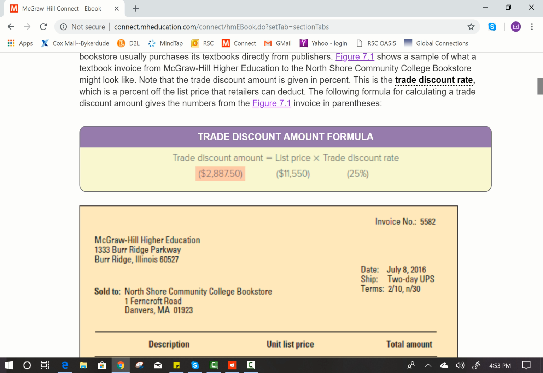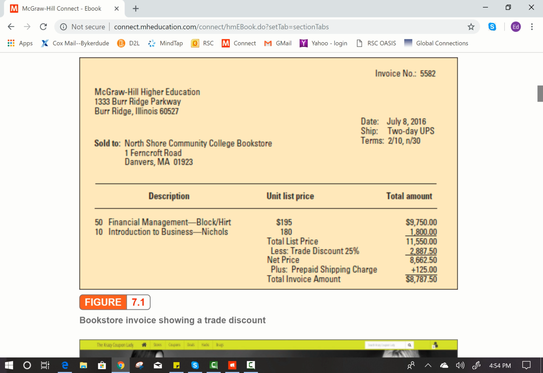But technically, if you got a list price of $11,550 and you have a 25% discount, just multiply that times 0.25, and that will give you the trade discount amount of $2,887.50. So here is an invoice of McGraw-Hill, and it shows that it was dated on July the 8th of 2016. It's shipping 2-day UPS, and it has terms of 2% discount if taken within 10 days, with the net due in 30 days.